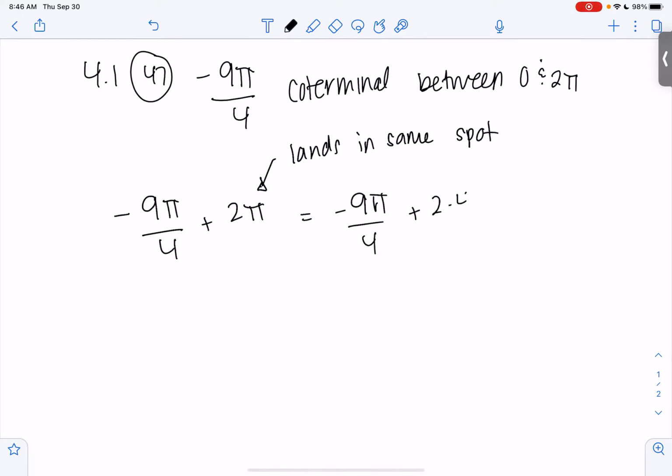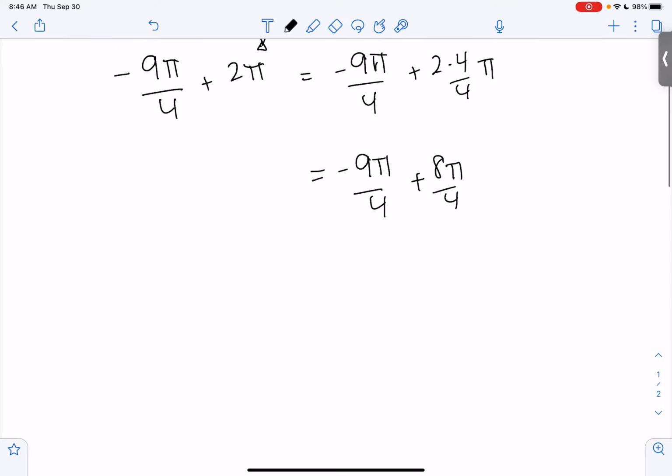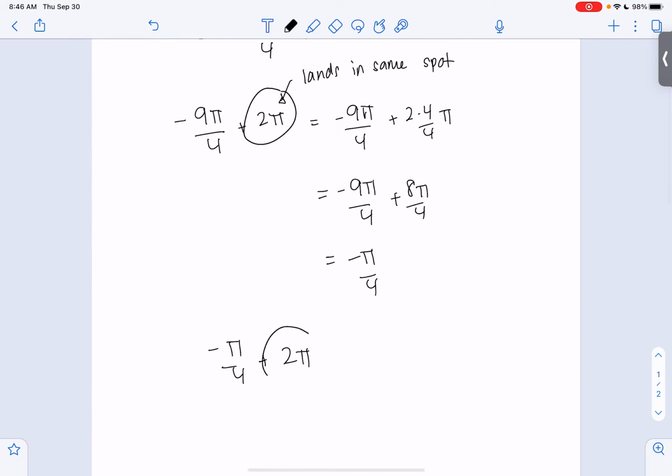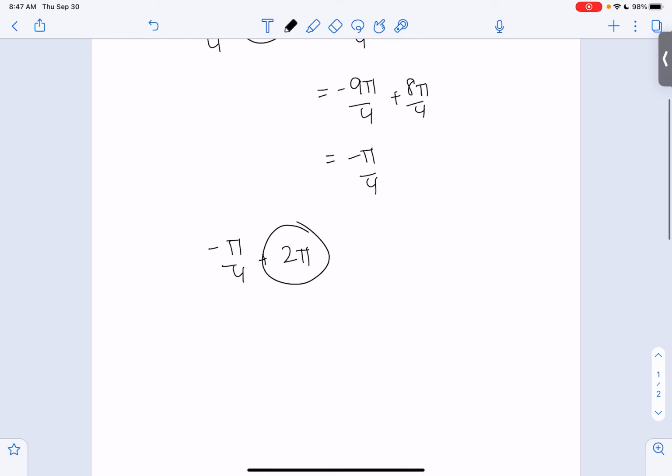So 2 times 4 over 4 pi. We get negative 9 pi over 4 plus 8 pi over 4. And so we're still getting a negative angle. So this isn't quite what we want. So we just add 2 pi again. It just means we'll make an extra loop. So negative 1 pi over 4 plus 2 pi. Now that's basically saying we're going around twice before landing there rather than once.